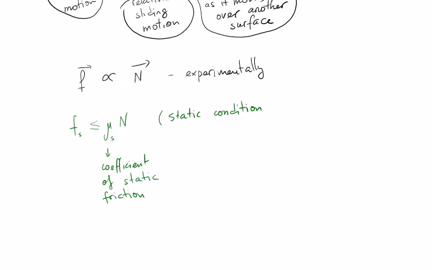It is important to notice that the mu s, our coefficient, is dimensionless. On the left side of this inequality, we have a force that is measured in newtons. On the right side, we have a normal force that is also measured in newtons. So the mu s has to have no dimensions. And it is, since it is the ratio between two forces, that is just a number.